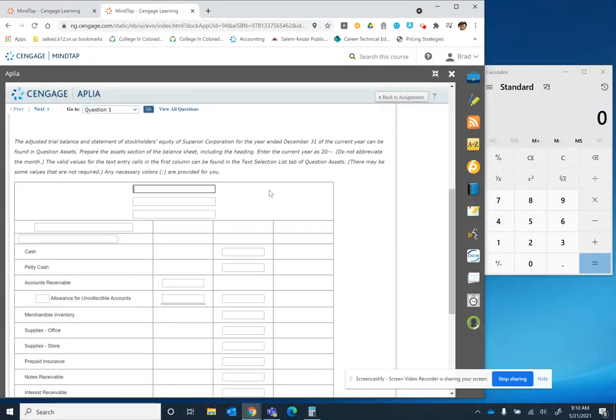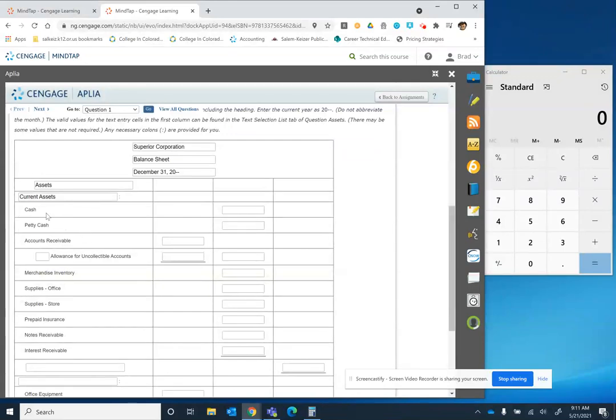Our company's name is Superior Corporation. This is going to be labeled as our balance sheet, for December 31st, 20. We will title this section, as you know, the asset section of the balance sheet. Assets. Then the first one we're going to start dealing with is our current assets. We have our current assets and we have our plant assets. So the first one we've got is cash.